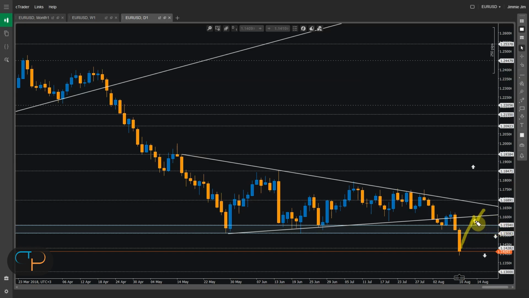This 1.1554, I would buy, and my main target would be just under this 1.1847, and maybe I would add from here, targeting this 1.2092 on the chart.